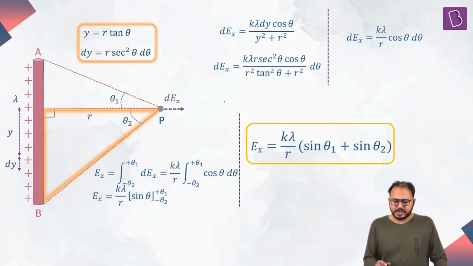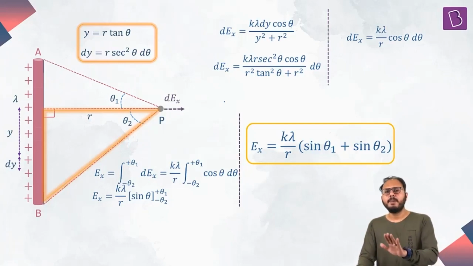Alright? Integration of cos theta is sine theta, upper limit minus lower limit. Sine theta 1 minus sine of minus theta 2. And sine is an odd function, so the minus comes out. That minus nullifies the in-between minus, and you have a beautiful expression: K lambda by r times sine theta 1 plus sine theta 2.